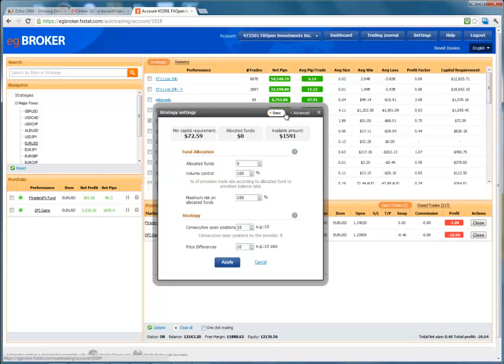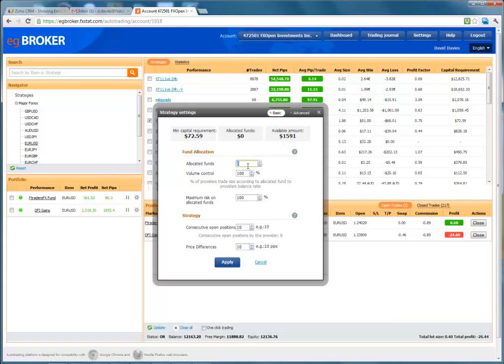This short video will cover the Basic tab, which appears as a pop-up window when selecting a signal provider and adding them to your portfolio. You can allocate any amount to follow this selected signal provider, up to and including the total amount you have available left in your account, which is shown here.